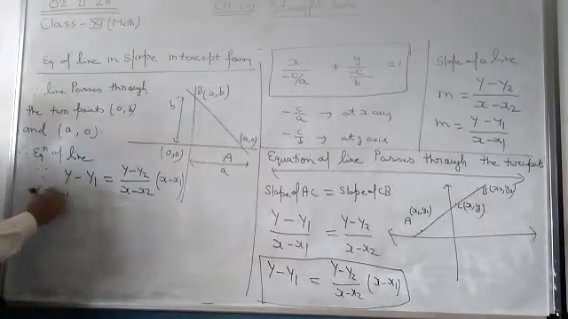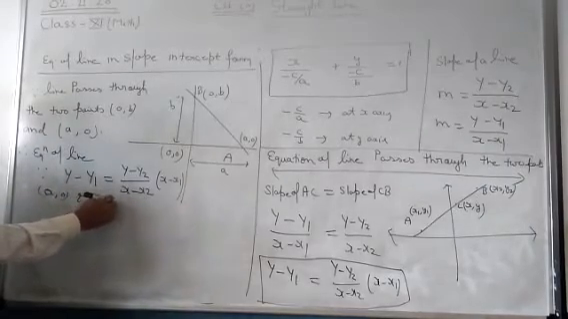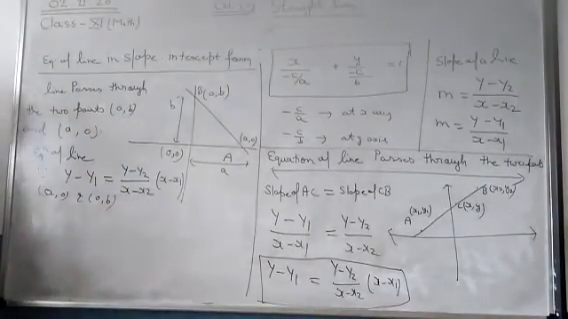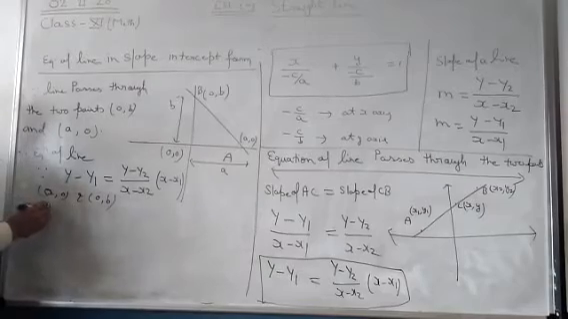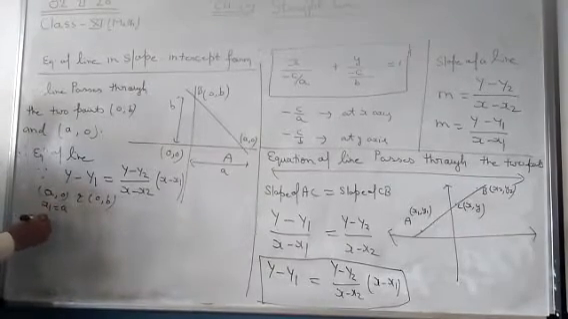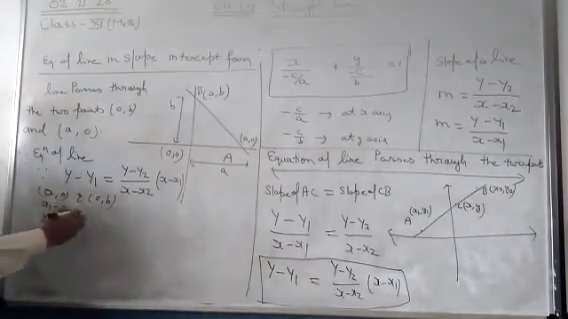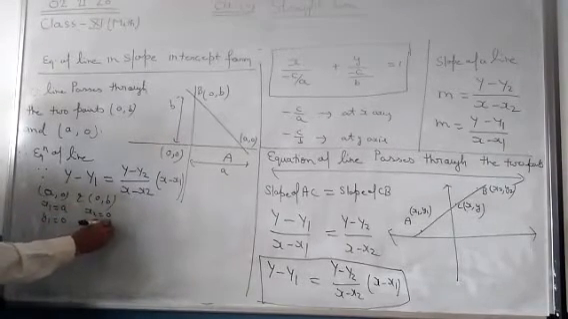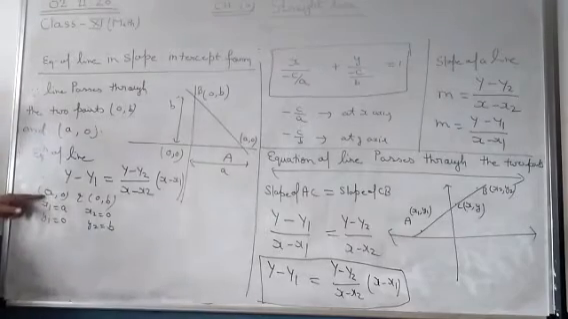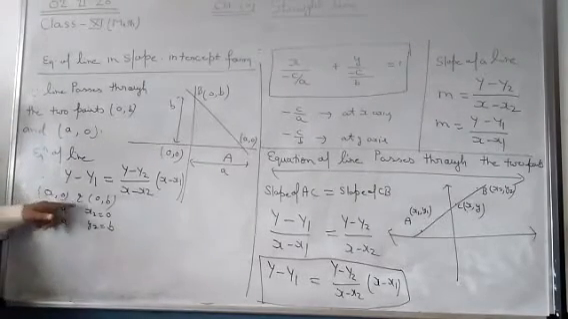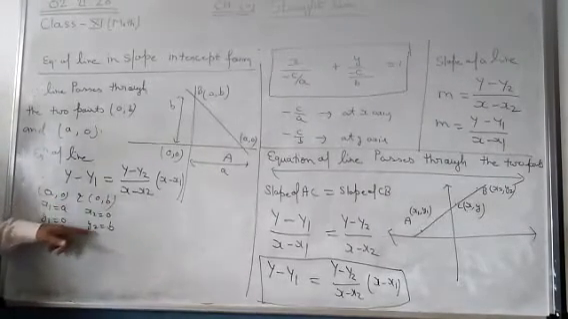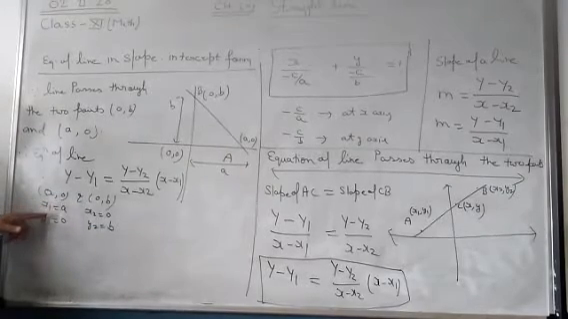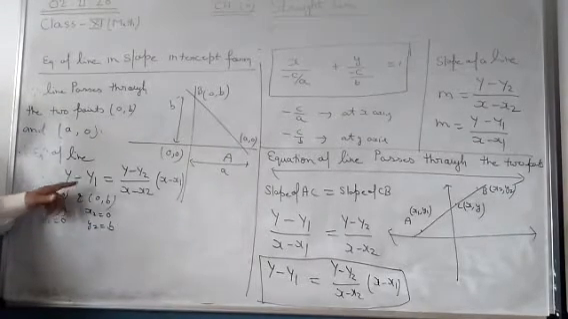The points are (a, 0) and (0, b). So x1 equals a, y1 equals 0, x2 equals 0 and y2 equals b. Now put all these values in this equation.